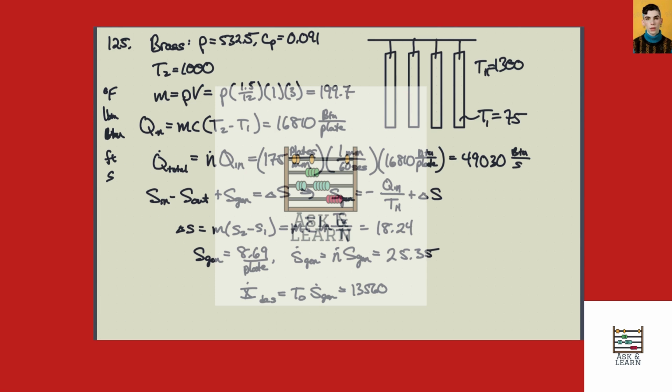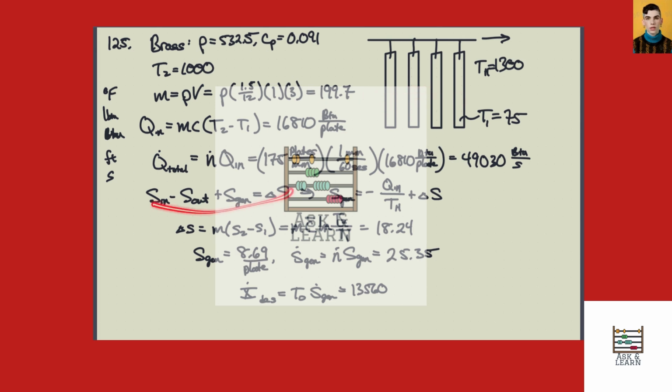This rack is basically traveling. We're not told any dimensions of the furnace, so we really don't know the speed of it. We just know that they're going through at this rate. You can just count them as they go in, and then they're coming out. You could really think of it as a mass flow rate: we have the mass of a plate, so this would be mass per plate, and we multiply it by the plates per minute, and we get the mass per minute of brass that's flowing through here.